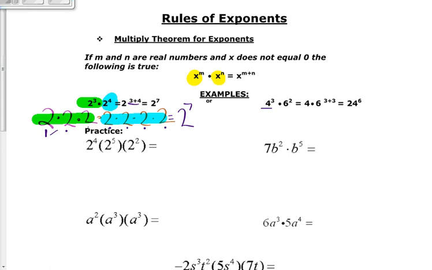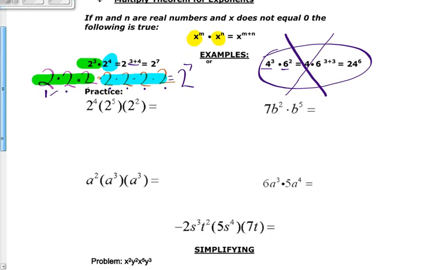Now let's look at our next example. Do you see how 4 and 6, if we multiply that, those aren't the same base. So this is not an example. Our bases are not the same, so we can't apply this theorem. Let's look at some practice problems.